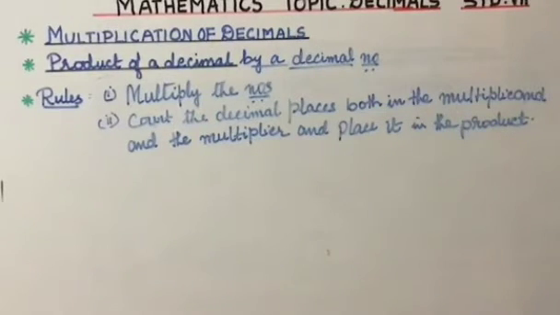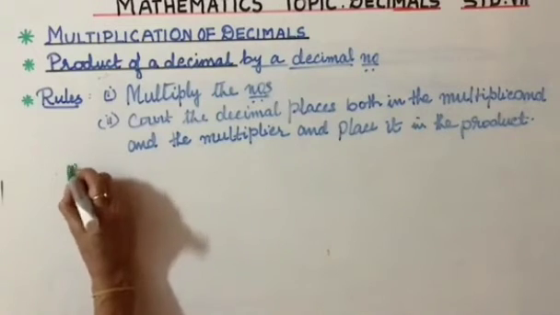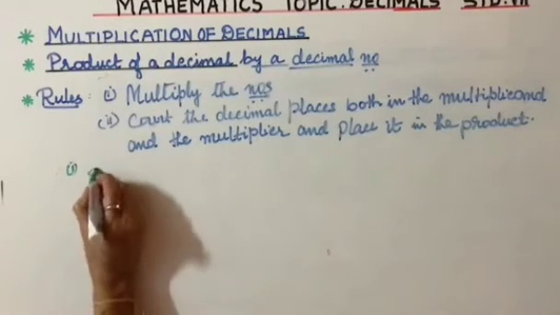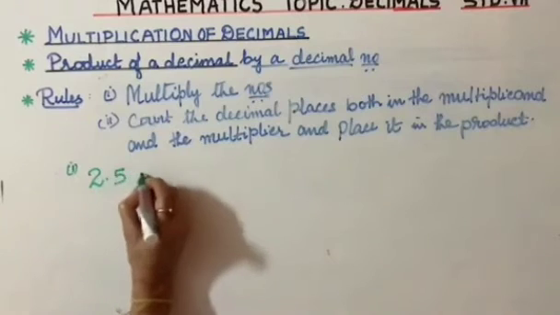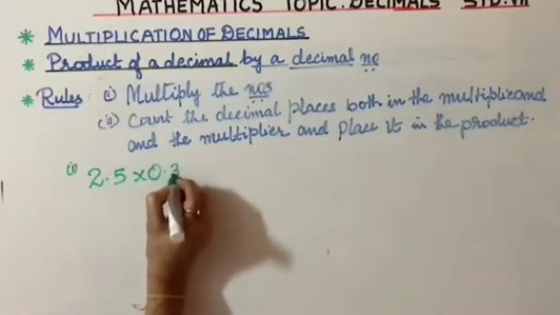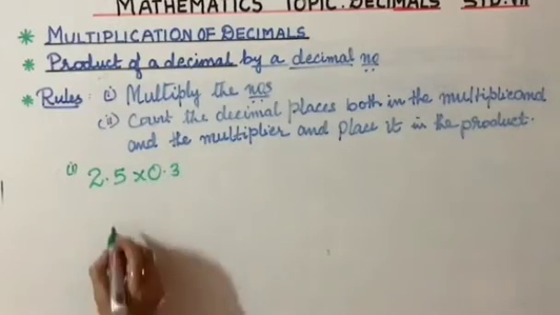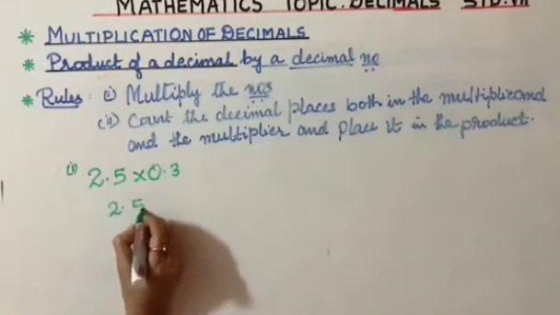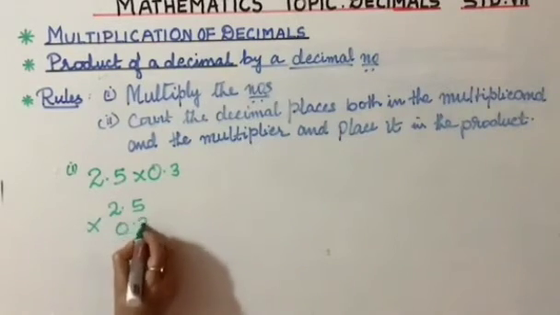When we do the problem, you will definitely understand better. Now almost you know how to multiply decimal and whole number. The same thing, a little bit extra here, because we have both multiplicand and multiplier as decimals. First example. We have 2.5 into 0.3, children. Arrange them. 2.5 into 0.3.